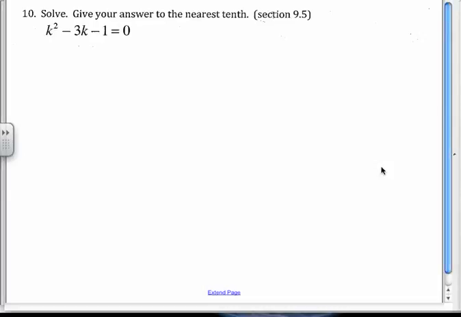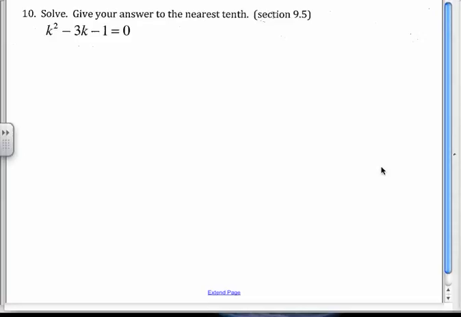Okay, guys, number 10 in the review says solve, give your answer to the nearest tenth. Now, this is definitely a quadratic. When I want to solve a quadratic, the first thing that I would look for is whether or not I can factor it, because if I can factor it, that makes it a lot faster.